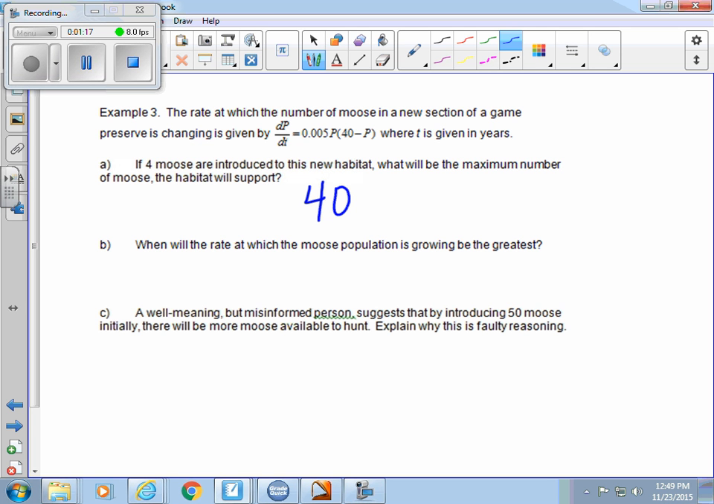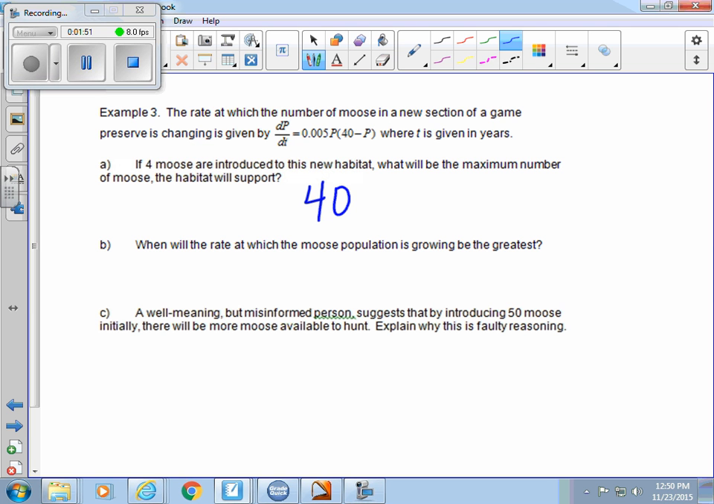Okay, when will the rate at which the moose population is growing be the greatest? Joseph is saying when there are 20 moose. Yes. It is. Now, just for fun, let's do the work behind it. What work is there to do behind it? Take the derivative and look at the second derivative so we see when the rate is a maximum.